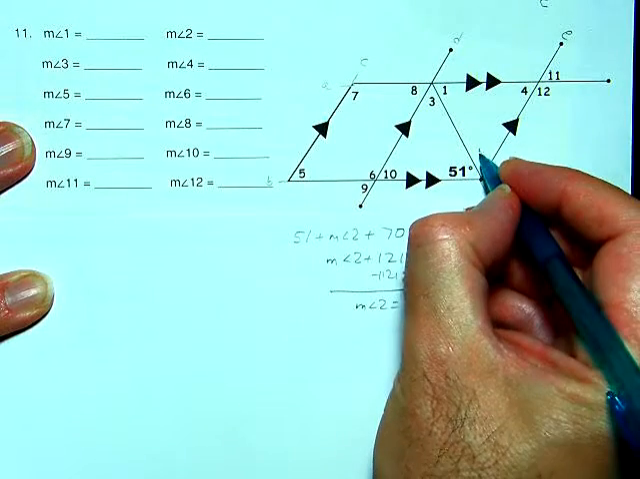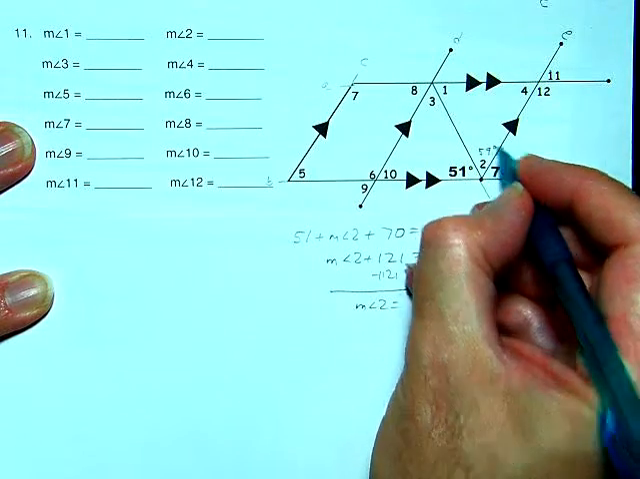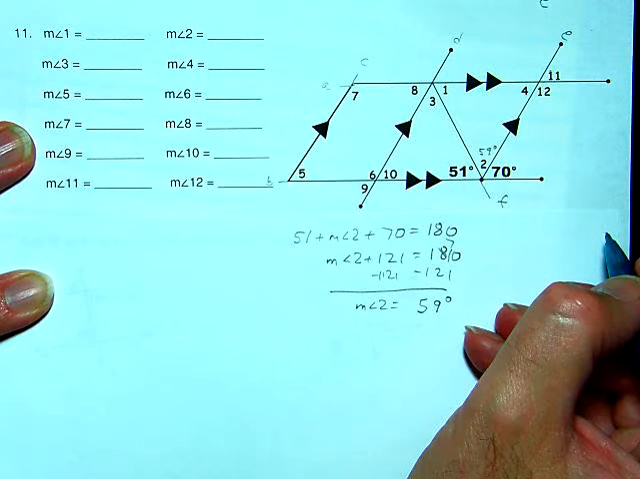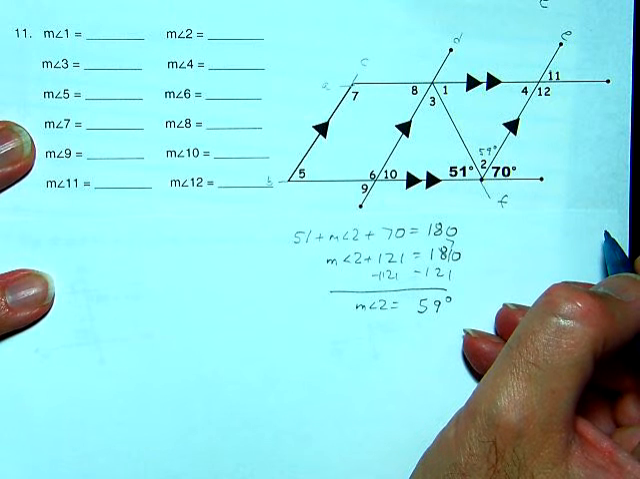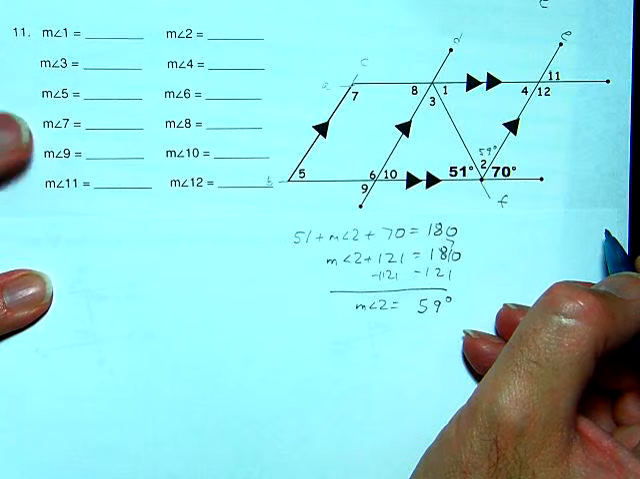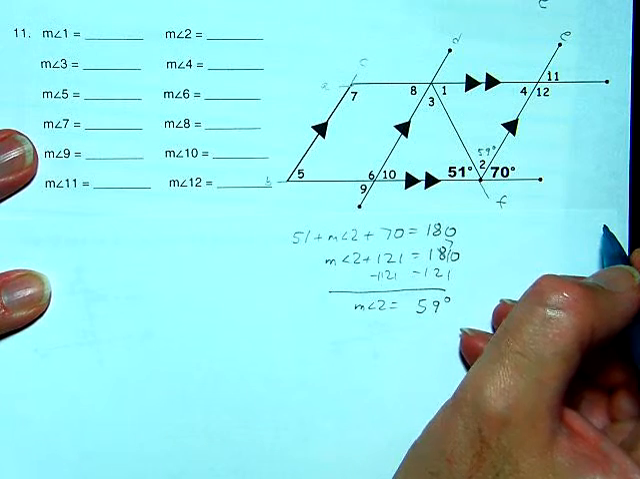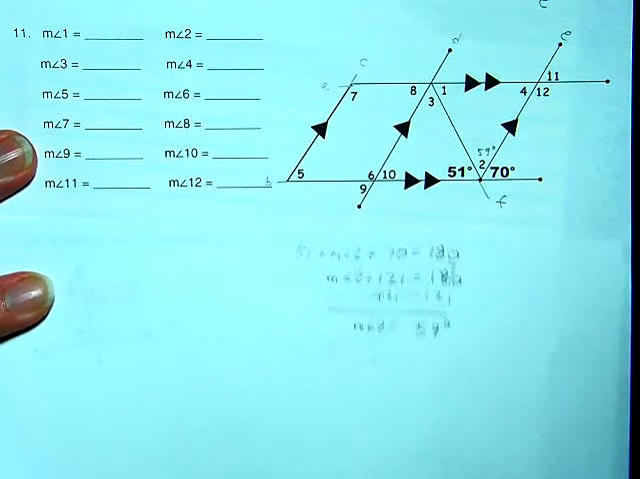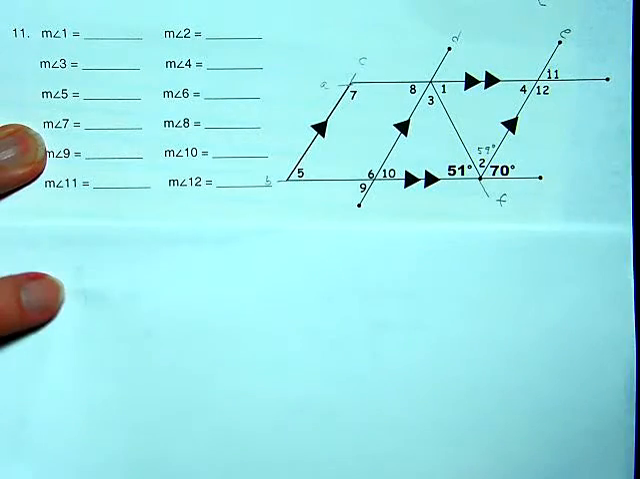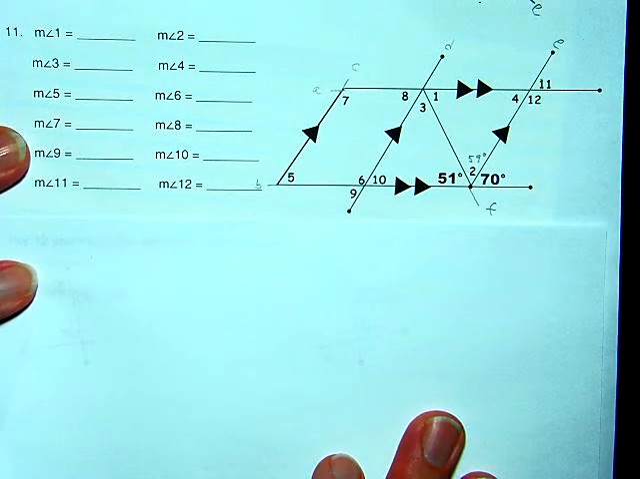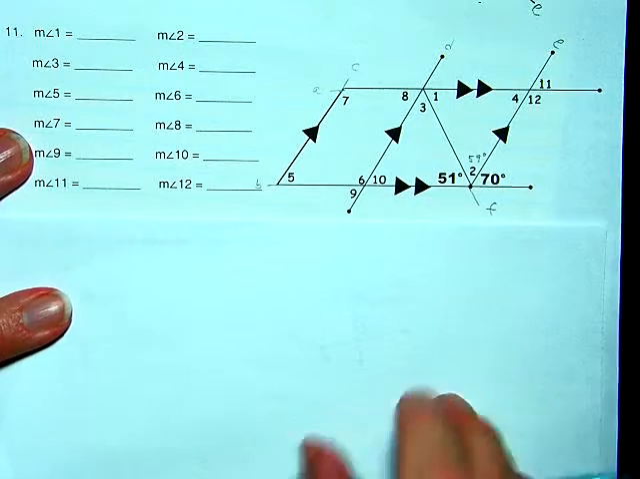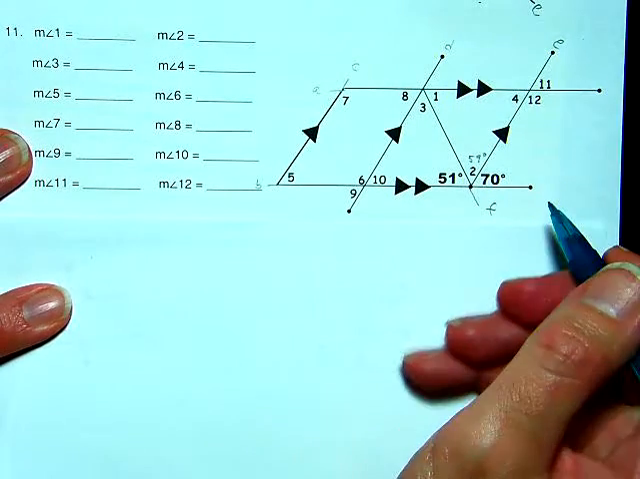Okay, so we now know that angle 2 is 59 degrees. I'm going to just pencil 59 degrees in there. We've solved that one. That wasn't too bad. Okay, is there any other easy one? Low-hanging fruit, we'll call it. Any other results that are pretty easy to see that we don't have to do much to get?